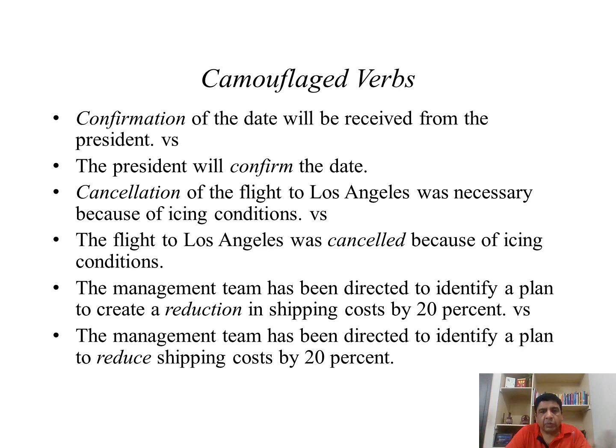Lastly, the management team has been directed to identify a plan to create a reduction in shipping costs by 20%, versus the management team has been directed to identify a plan to reduce shipping costs. So there is generally a tendency to convert verbs into nouns unnecessarily and hence make them camouflaged verbs, which is generally not a good idea because it only makes your sentence and the meaning of that sentence more complicated.